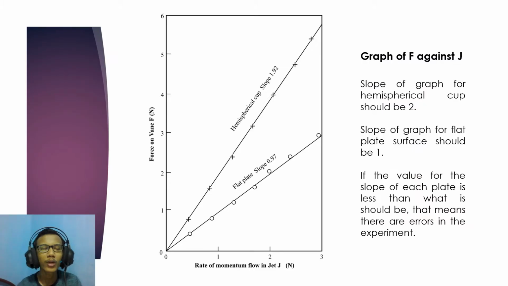Okay, so after you have calculated all the values for F and J, you can plot a graph of F against J, and the graph will look almost like this. The slope for the hemispherical cup should be 2, while the slope for the flat plate surface should be 1. But if the value of the slope is less than what it should be, then that means there are some errors in the experiment that affect your data and your efficiency, so that's why the value is not the same.